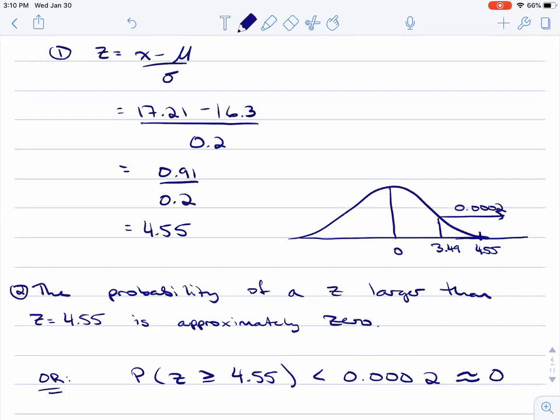Another trick you could use, even if you want the area in the tail of a positive number, instead of doing 1 minus the area to the left of it, you could just by symmetry find it for the negative, and the area in the tail will be the same. That's where that symmetry thing comes into play. But you don't have to worry about that, just if you wanted to.